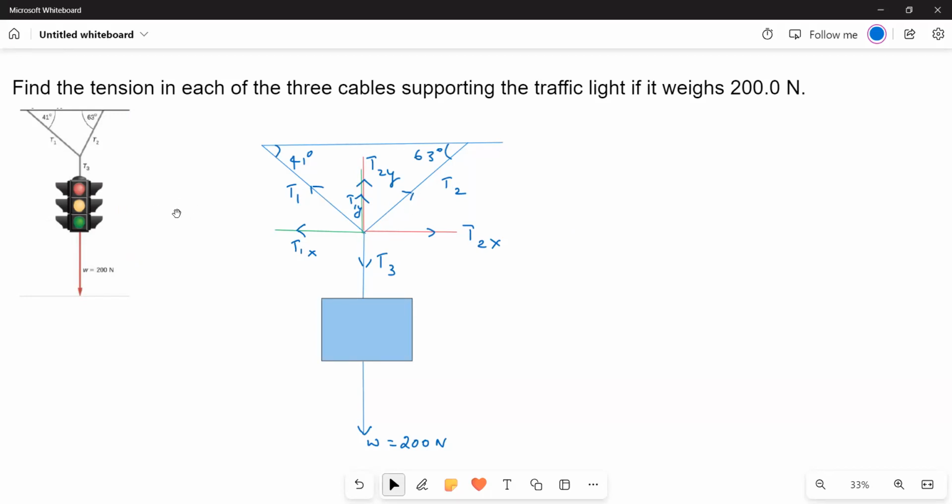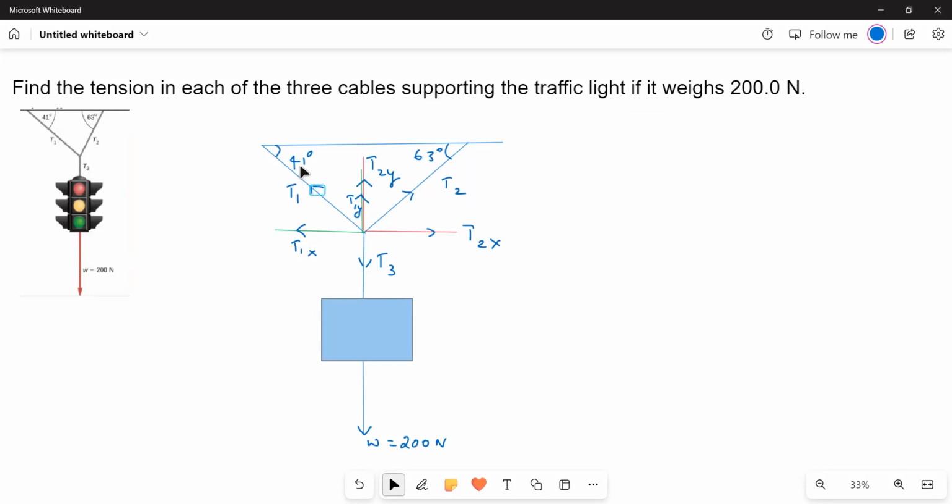That is the question. Find the tension in each of the 3 cables supporting the traffic light if it weighs 200 newtons. So what we have to do is resolve the tension, which is a force, and it is acting at an angle. So we have to resolve the tension into horizontal and vertical components, especially for T1 and T2. For T3, it is not required because it is at an angle of 90 degrees with the horizontal, so we need not resolve it into components. But T1 and T2 we have to resolve into components because they are at an angle.